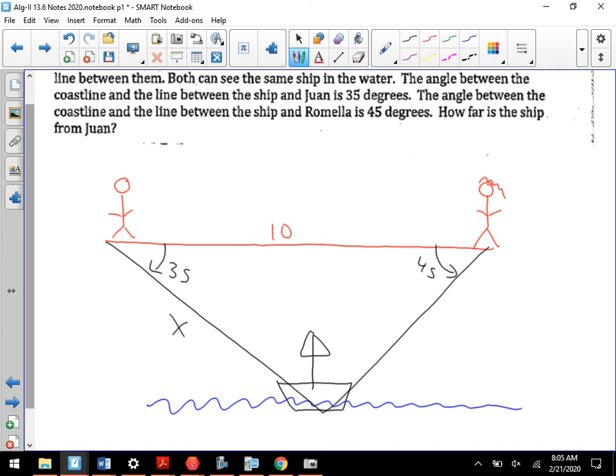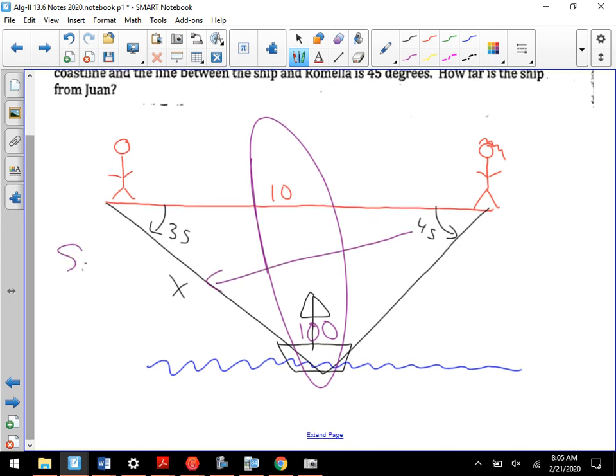So we have to use how many degrees in a triangle? 180. If I add 35 and 45 together, what do you get? 80. How much is left at the bottom then? So this angle here is going to be 100. Isn't this a law of sines problem then? Yeah. And then I need to use the 45 here. So I have sine 100 is to 10, as sine 45 is to x. Cross multiply and solve for x, and there you go. Okay?